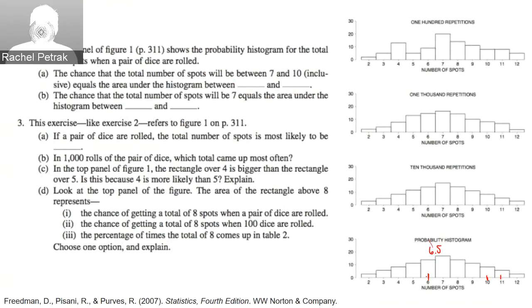This is the interval that we're looking for. And remember, the question is not asking for the exact probability of the interval, but just the area under the histogram between these points. So between 6.5 and 10.5, because it's inclusive. We need to include 7 and 10 in our measurement. The chance that the total number of spots will be 7 equals the area under the histogram between 6.5 and now 7.5, which would be about here. Here's 6.5.